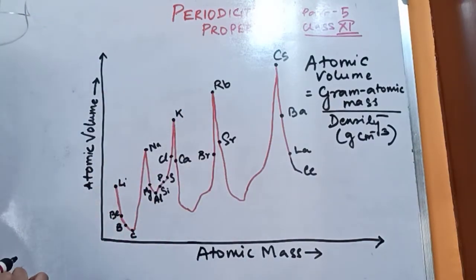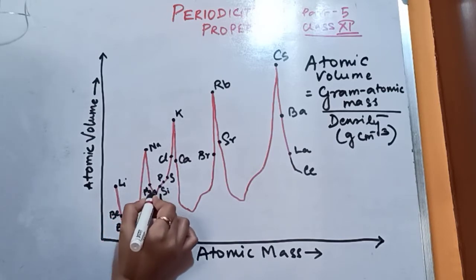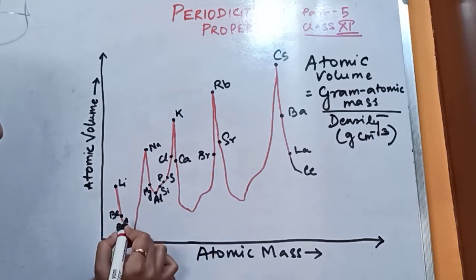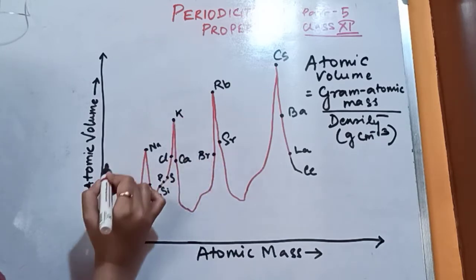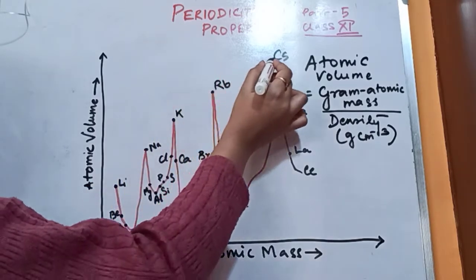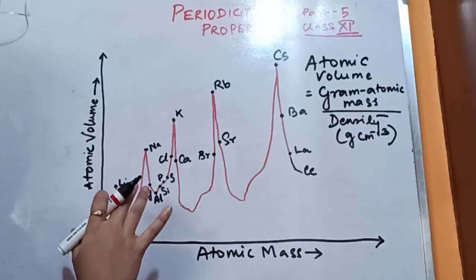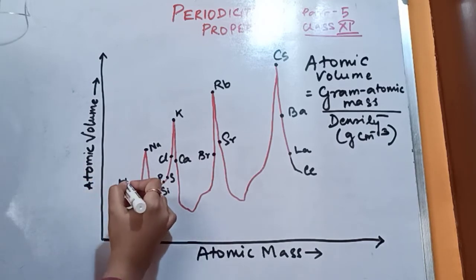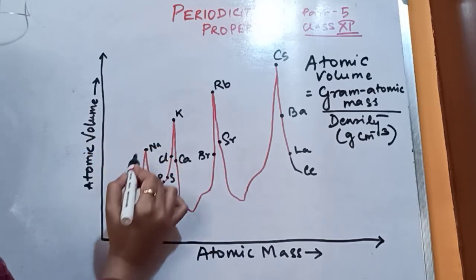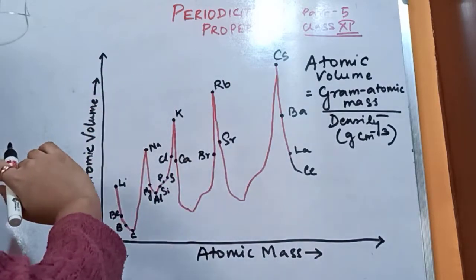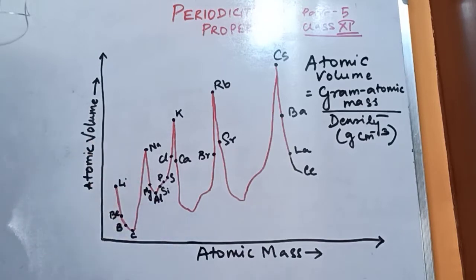So just see this plot. This plot has broad minima, the lowest points, and sharp maxima, which are known as maxima or peaks. See, the peaks are sharp. From here it is evident that the group 1 elements have the highest atomic volume in a particular period. Lithium, sodium, potassium, rubidium, cesium are group 1 elements. The group 1 elements in a particular period have the highest atomic volume.